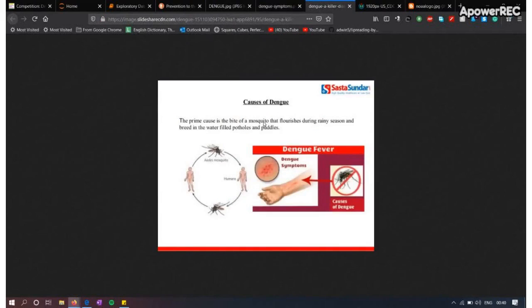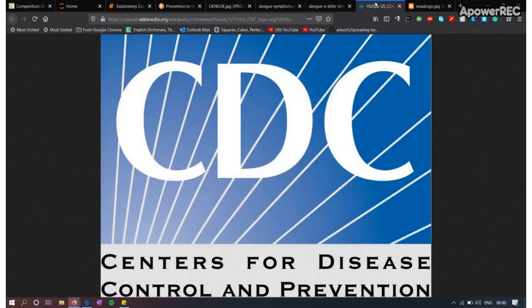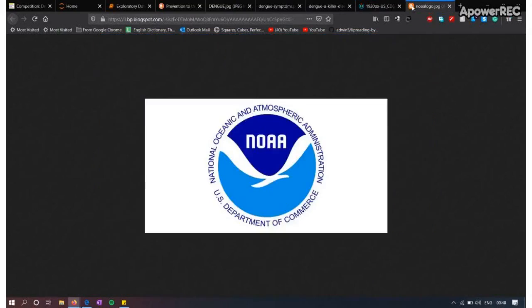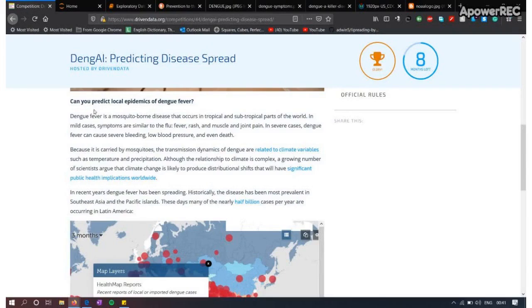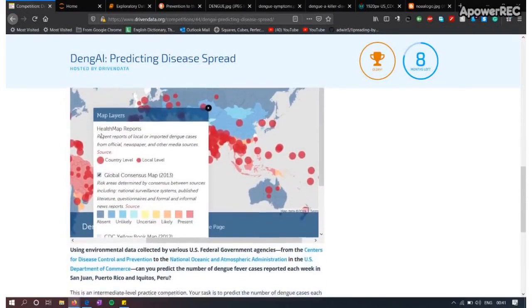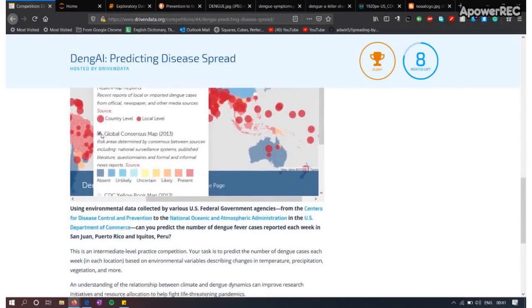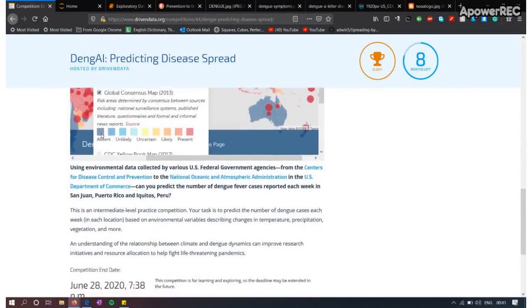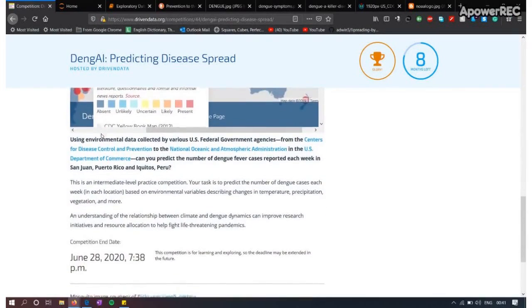Because it is carried by mosquitoes, the transmission dynamics of dengue are related to climate variables such as temperature and precipitation. The dataset comprises the environmental data collected by various US federal government agencies. Our task was to predict the number of dengue fever cases reported each week in San Juan, Puerto Rico, and Iquitos in Peru. Now moving on to the data preprocessing.